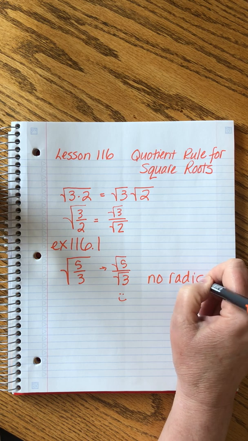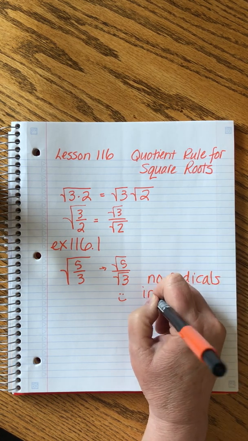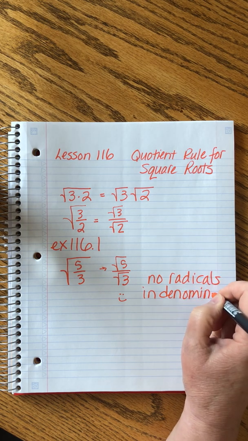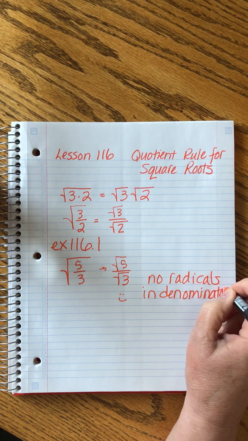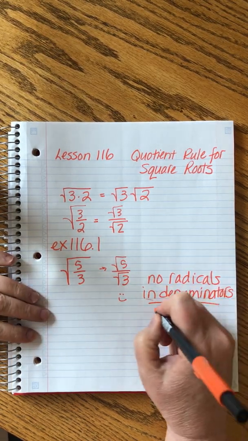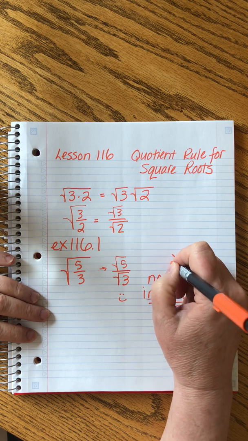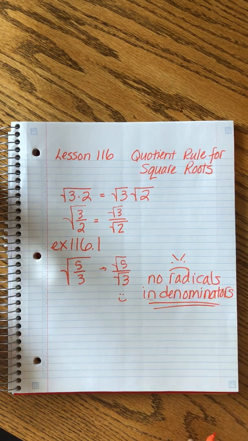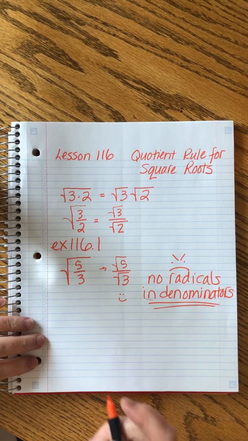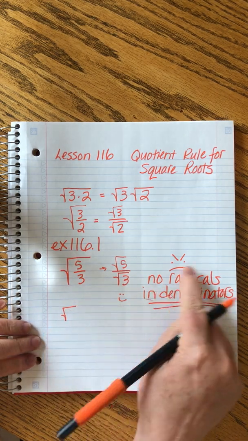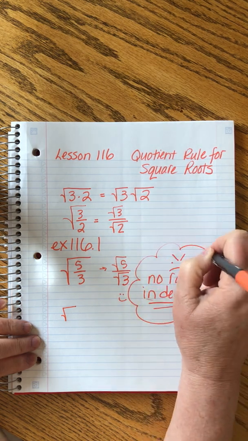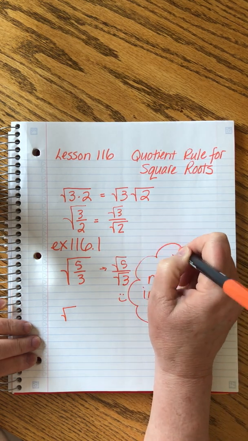No radicals in denominators. As mathematicians, we don't like radicals in our denominators. They make us angry birds. Okay? We don't like them. But here's the good news. There's an easy way to fix them. I'm going to rewrite it down here because I wrote my angry messages over here. Can you see that angry face? I'm really proud of it.